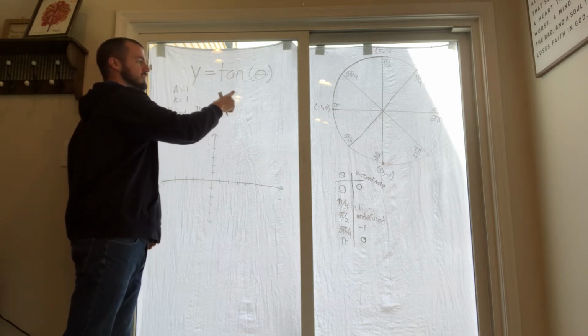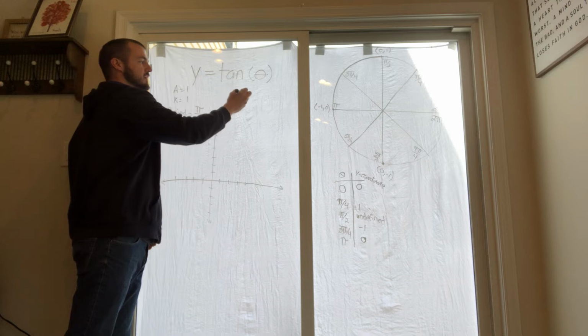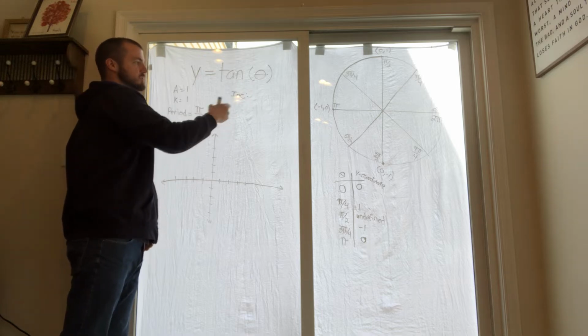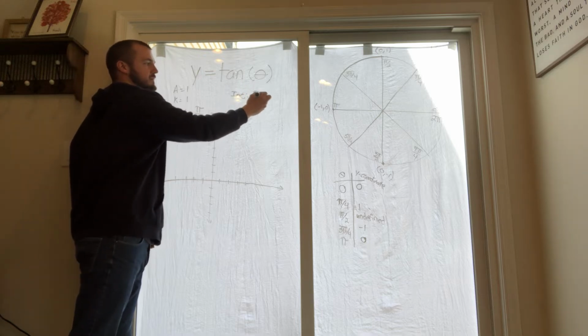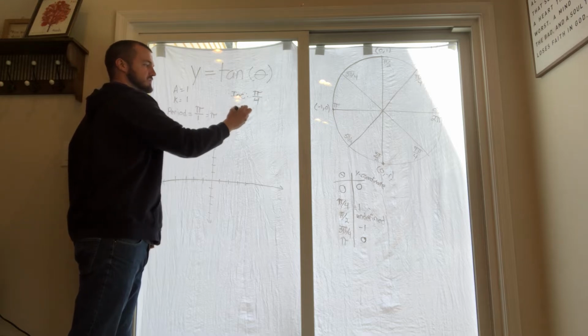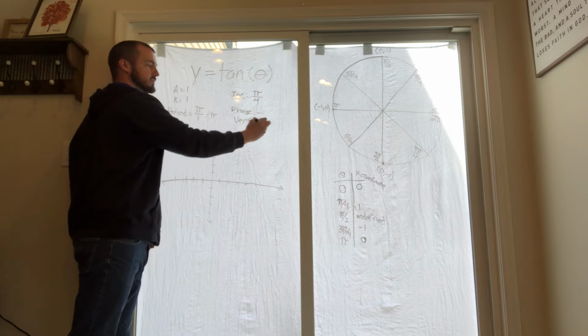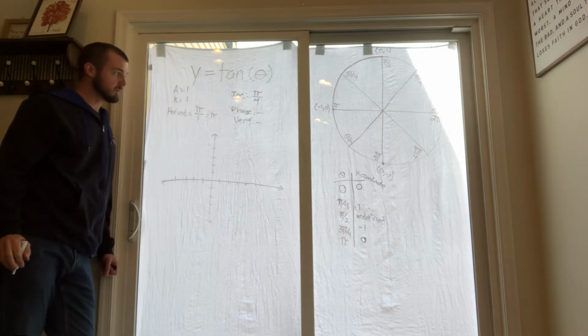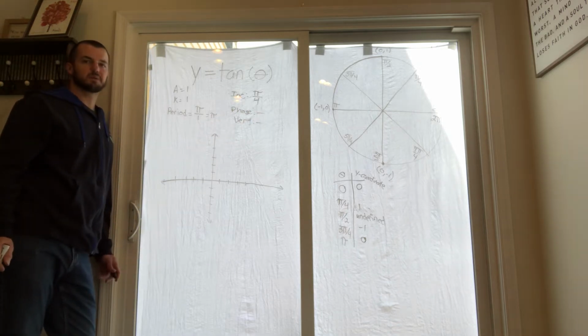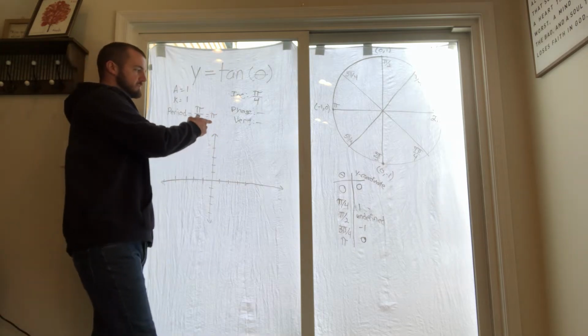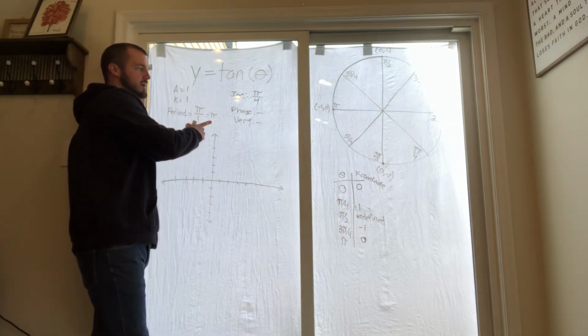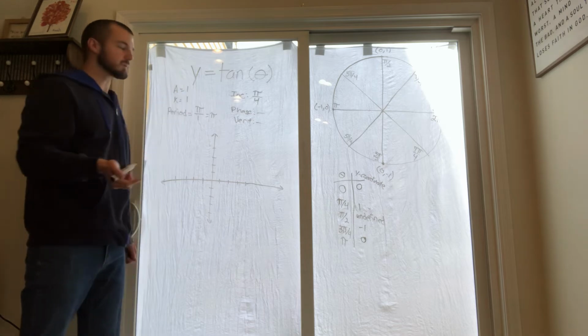Our increments, sorry, I forgot about that one, are still the same. You're taking your period and you're dividing it by 4. Your phase shift, you don't have one. Your vertical shift, you don't have it. Okay? So again, big thing, big change. Your period is pi, okay? And which is going to change your increments a little bit, okay?